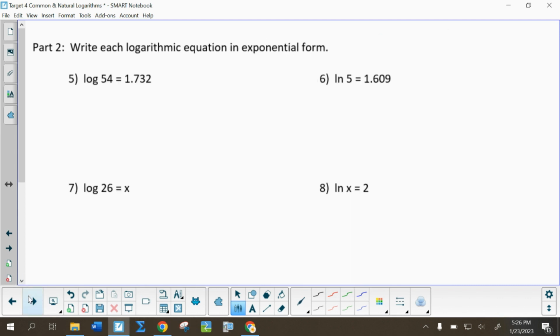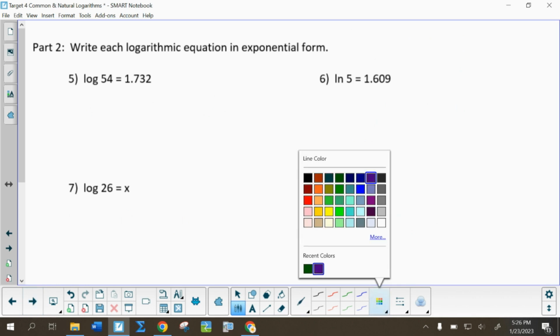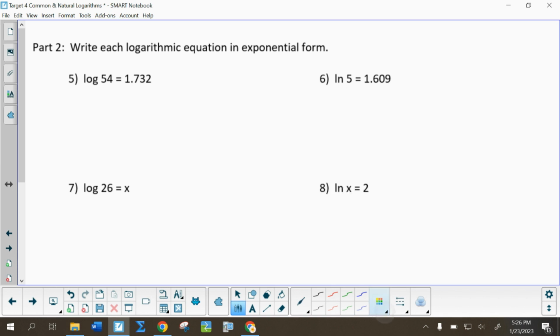So then, of course, we're going to go the other direction. We're going to take the logs and write them in exponential form. So same thing, we're going to use that rule from the previous screen. Let's do red this time. So this first one is base 10. So this is going to become 10 to the power of 1.732 equals 54. The base raised to the answer equals the inside part.